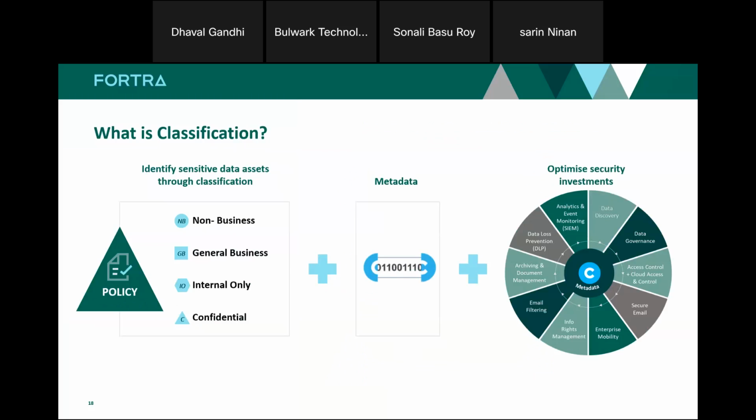So let's see what classification is now. Here I can say what classification is, how it can be useful for the organization, and what the return on the investment is once you get the classification solution placed in the organization. In Boldon James, we define the policy which categorizes your data. You can define your data as non-business, general business, internal, or confidential. This acts as a visual marking.